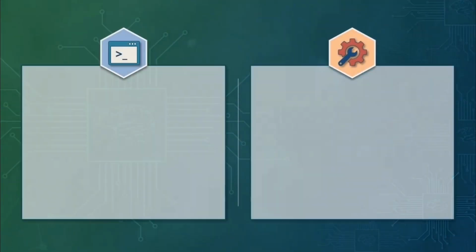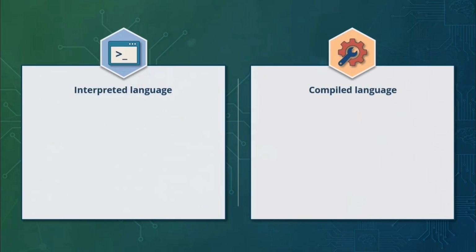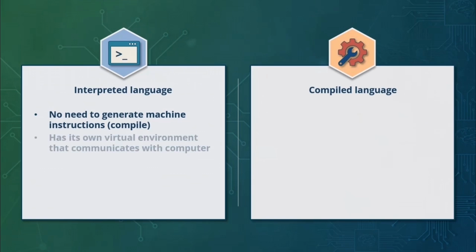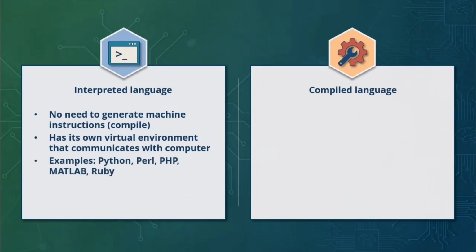Before moving further, let's see the difference between interpreted and compiled languages. Interpreters do not interact with the machine directly. They convert the high-level language into an intermediate code, which in turn interacts with the machine. Interpreters allow high portability, which means the code is machine independent, which runs on a virtual environment. So the code can be implemented across multiple systems. Languages like Python, Perl, PHP, MATLAB, Ruby are good examples of interpreted languages.